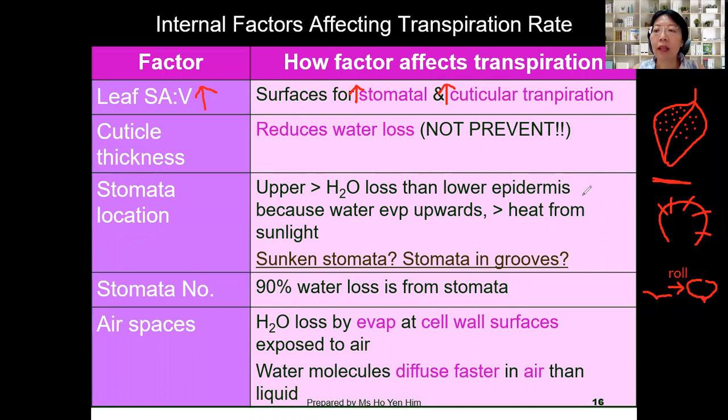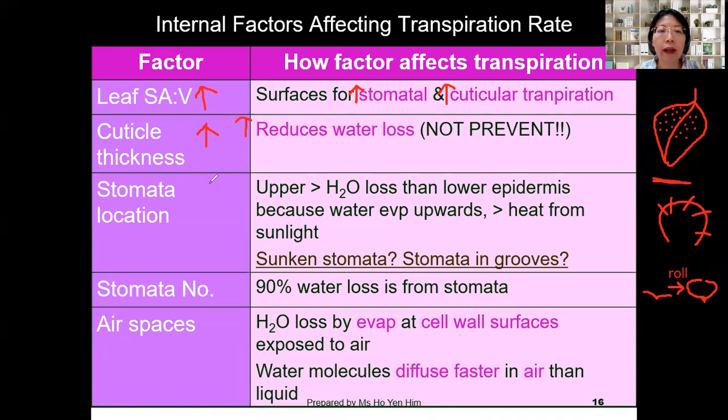Right? So these are the two ways. One is the leaf becomes very small like a needle, and the second way is it will roll up. So that will reduce the leaf surface area. Okay. Next, cuticle thickness. You can increase the thickness of the cuticle to reduce water loss, because the cuticle itself reduces water loss. So the thicker it is, the more it will reduce water loss. Okay. Now, stomata location also will affect water loss.